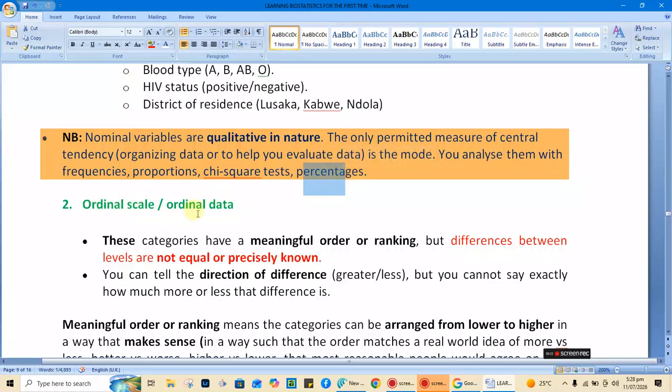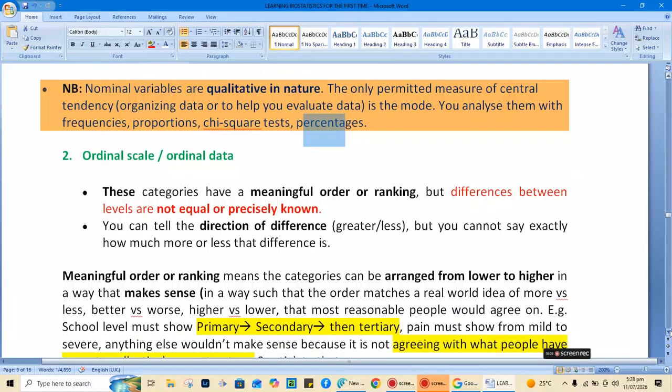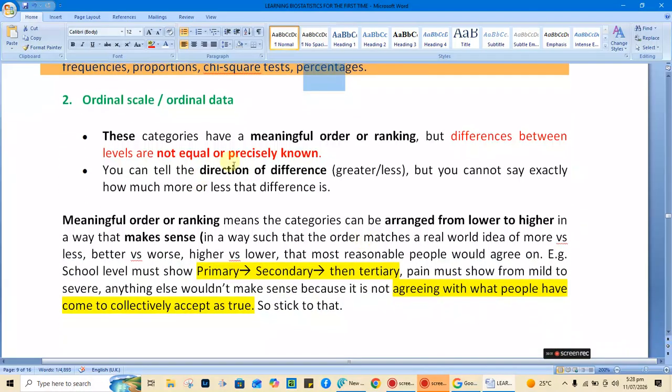And then ordinal scales. Now let's go to ordinal scales. So ordinal scales add on to nominal scales. These are categories that have meaningful order or ranking. Now here, because people like comparing, ranking, who is above who. So here you go now. Ordinal scales. This is where you have meaningful order or ranking. But the differences between levels are not equal or precisely known.